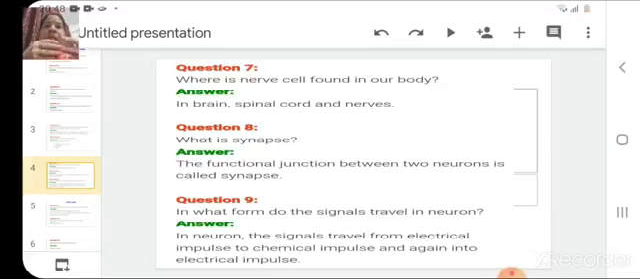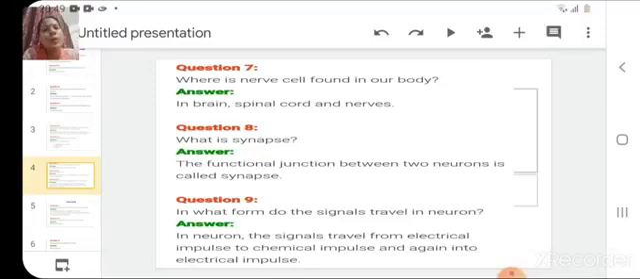So this forms the structure which is known as synapse, where one neuron is ending and another neuron is just starting. It is just next to each other, very close to each other, and this helps in conduction of nerve impulse. So moving on to the next question, that is, in what form do the signals travel in neurons?